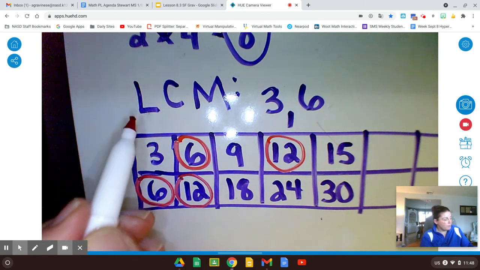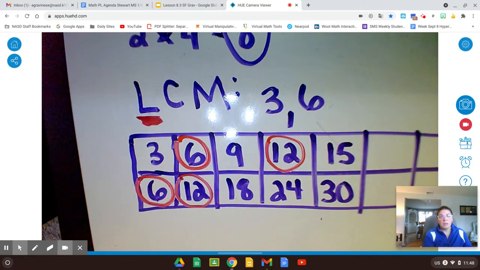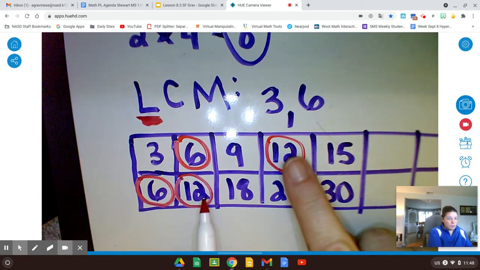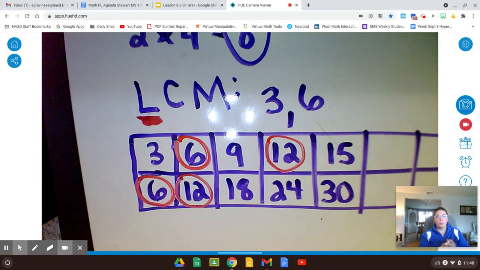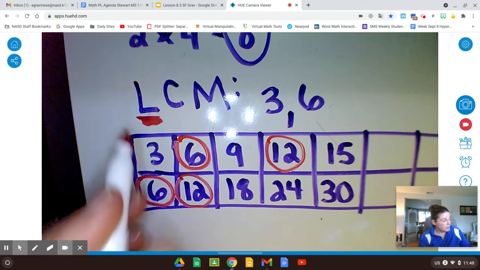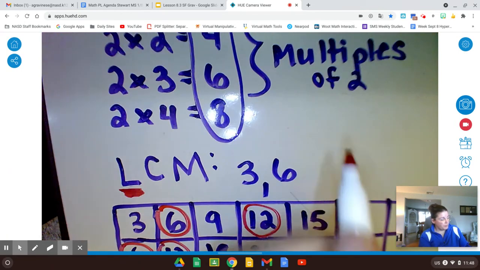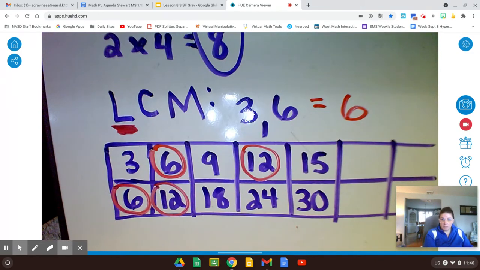But remember, our skill today is finding the least common multiple, the lowest number. So I found some common multiples, and I want the least one, which would be the first one that is in both of our lists. And that would be 6. So the least common multiple of 3 and 6 is actually one of those numbers, 6. And that's because 6 is a multiple of 3.